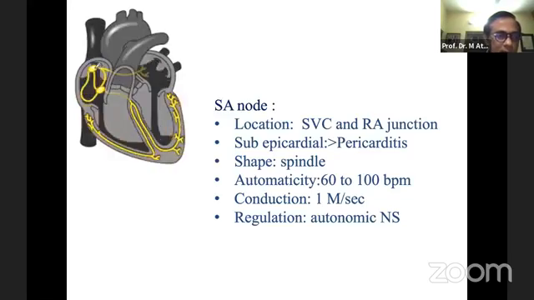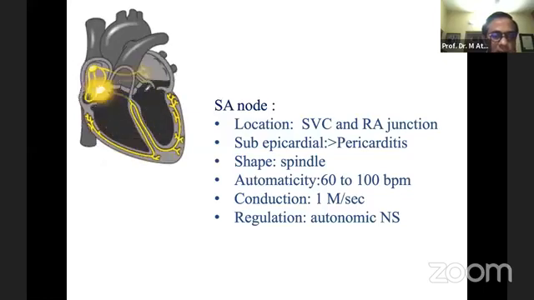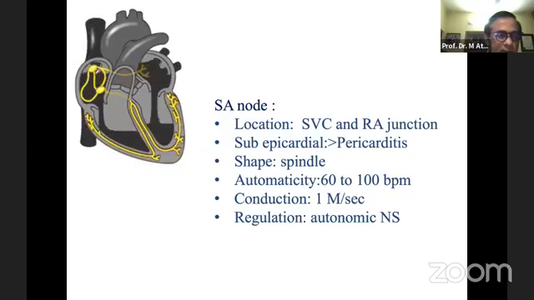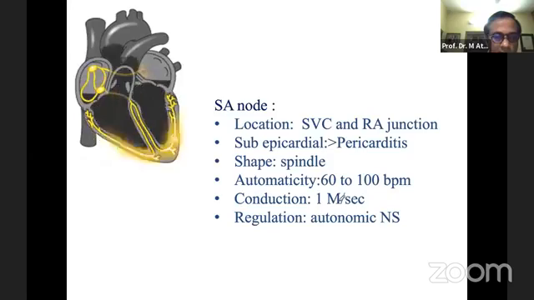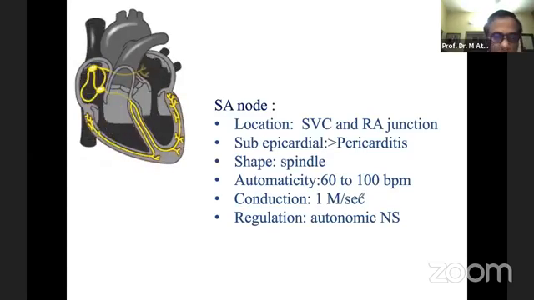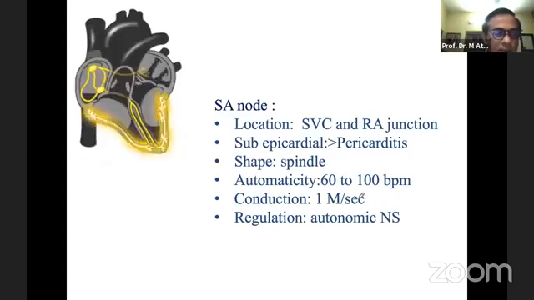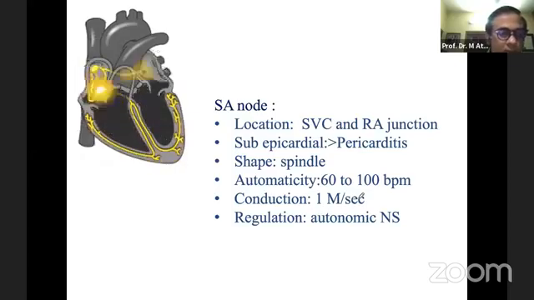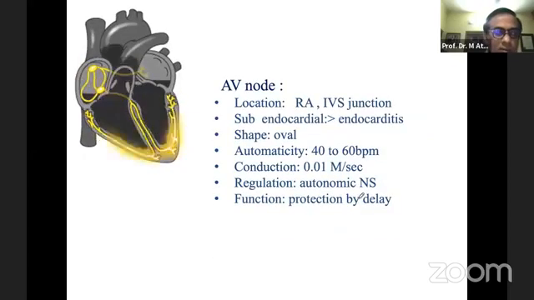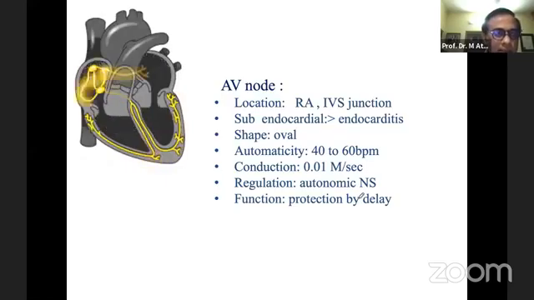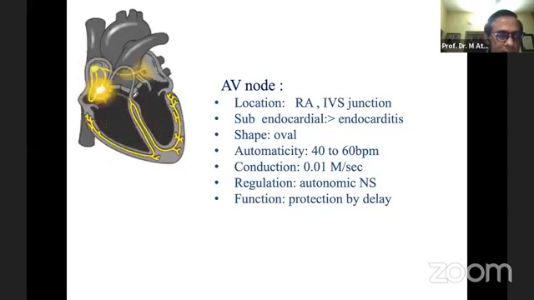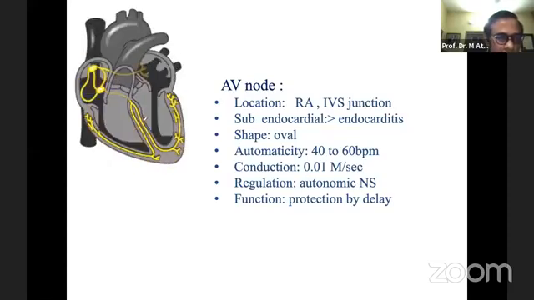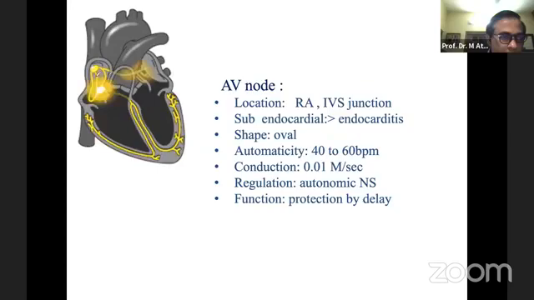So this is the SA node, and it has the highest automaticity, and because of this reason it is the natural pacemaker of the heart. Its conduction is medium category conduction, 1 meter per second. The SA node is one of the most important first components of the conduction system. AV node is another important component. The conduction system is composed of the SA node, AV node, His bundle, bundle branches, and the Purkinje system. These are the components of the conduction system.